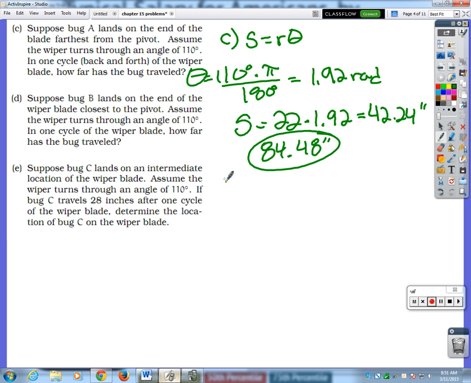Alright, D. Suppose bug B lands on the end of the wiper blade closest to the pivot. So assume the wiper blade turns through an angle of 110 degrees in one cycle of the wiper blade. How far has the bug traveled? So it's the same thing except now the radius is 6. So we go 6 times 1.92 and then double that.